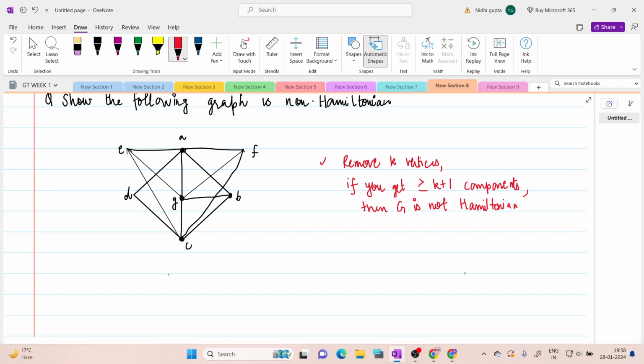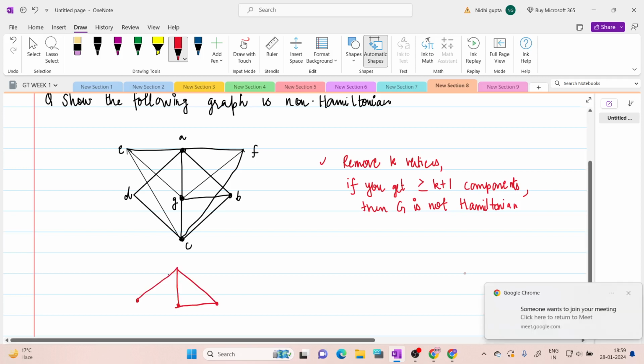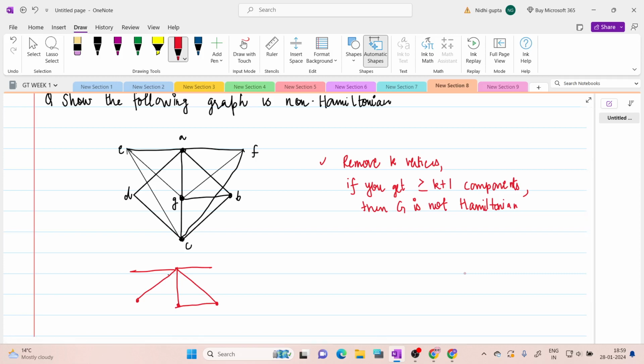Okay, so if you are removing C, then the resultant graph is this, right? This is your resultant graph, and there are more edges also. So see, if you are removing C, it is still connected. So by removing C, you are not getting this condition. The remaining graph is still connected, so you can't do it for C, right?